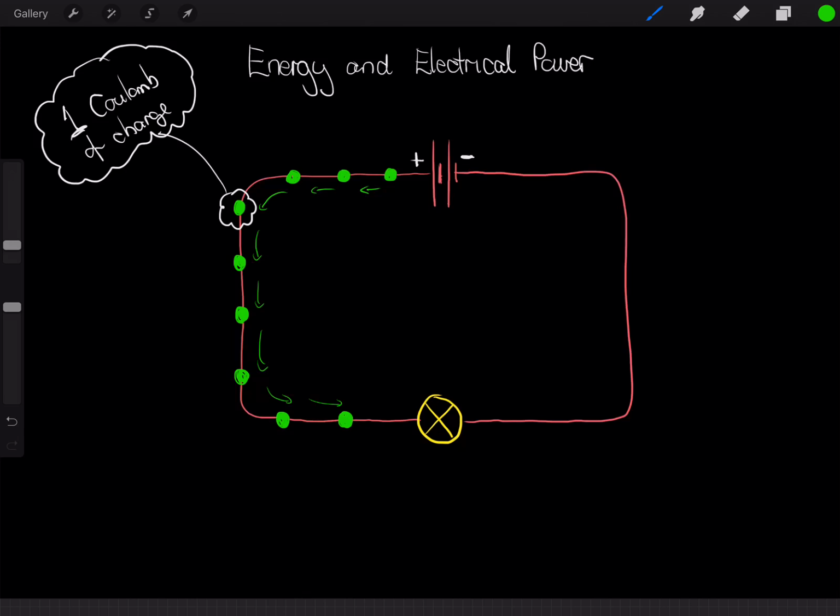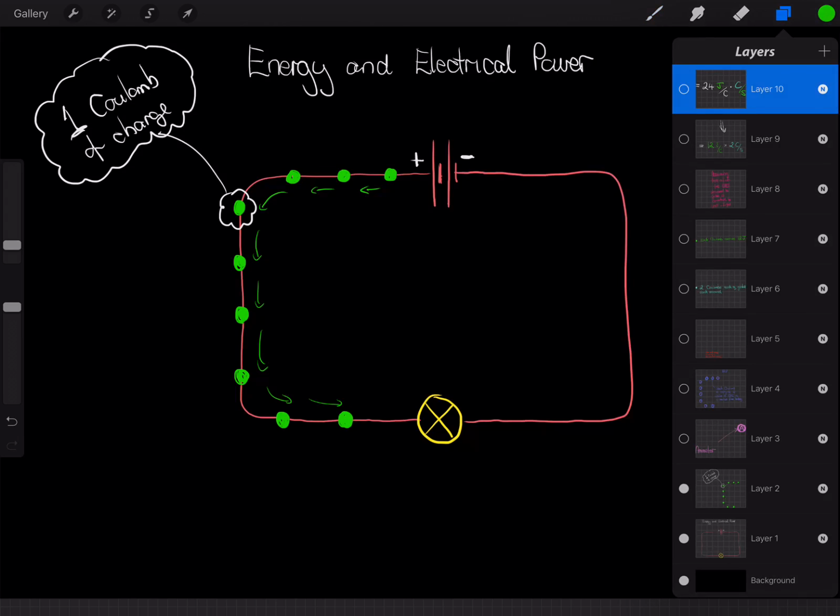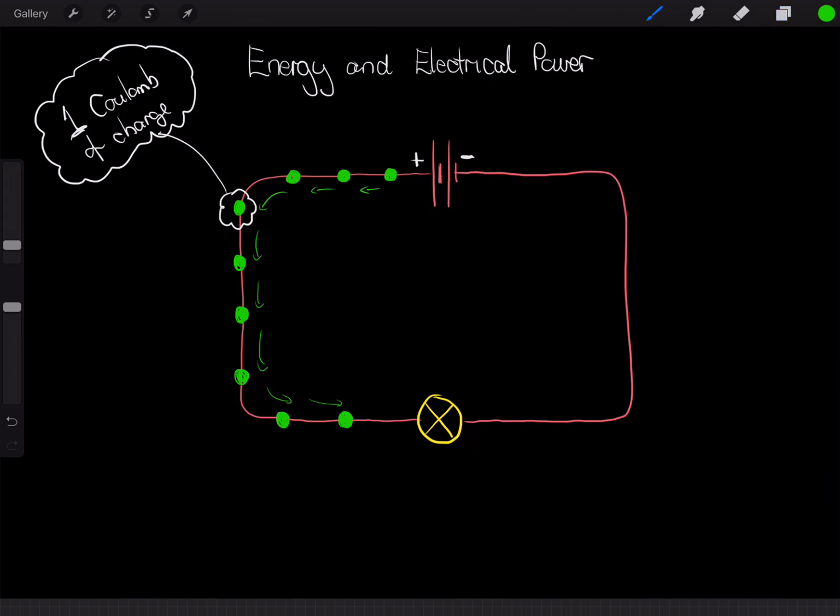Okay, and they're moving around the circuit, heading towards our battery, our globe, and then they will leave the globe and head back to the battery again.